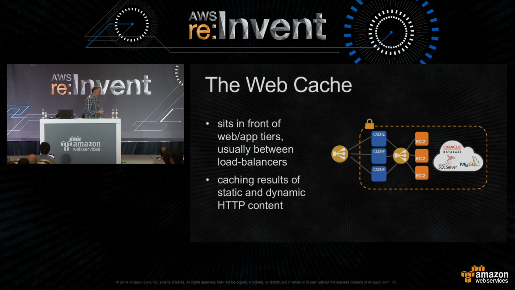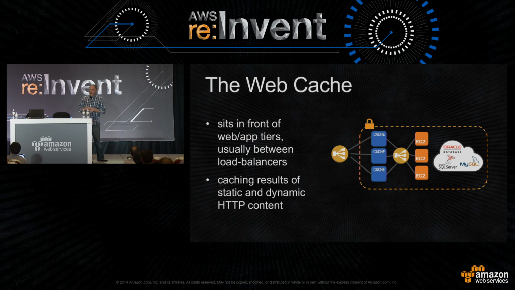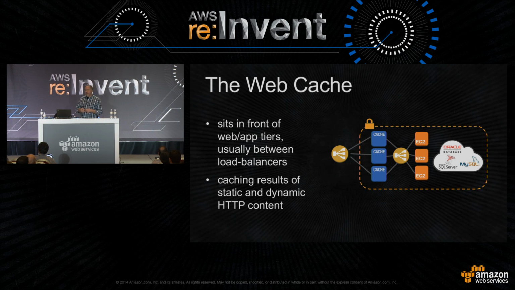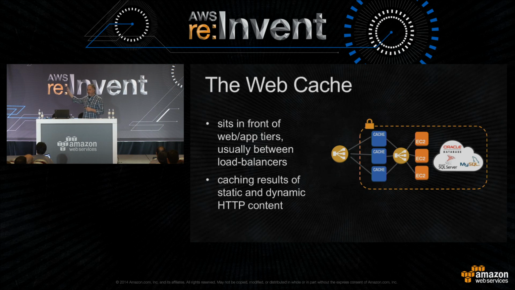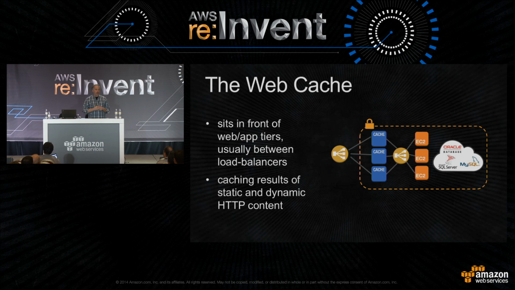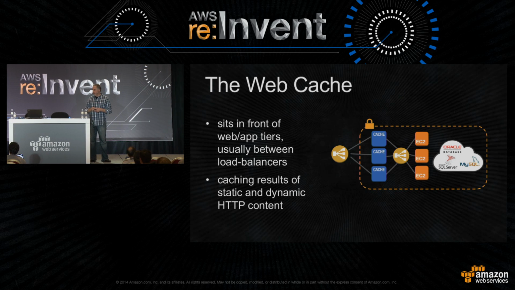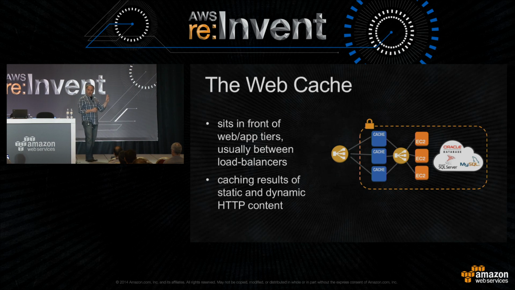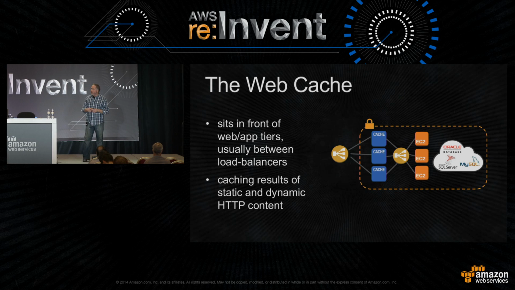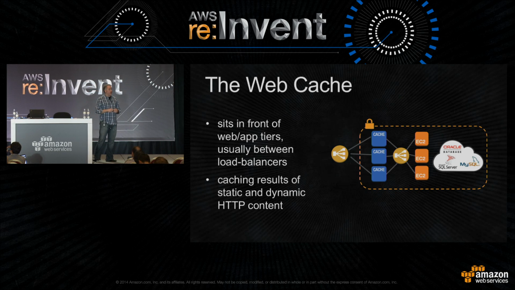So where does the web cache sit? It sits in front of the web and application tiers, usually between the load balancers. Now, if you've got this implementation or have done this design in the past, you may realize that immediately we've already posted the best practice. We'll explain later why this is a best practice. We could have simply put the web caches in front of the web tiers as well and reduced the need for the load balancer there.